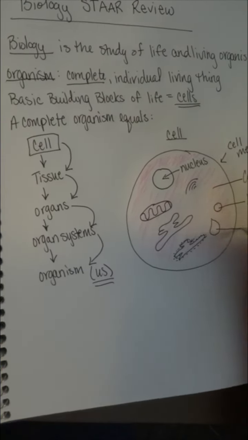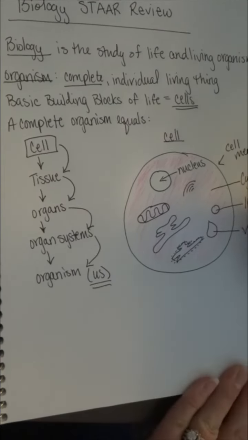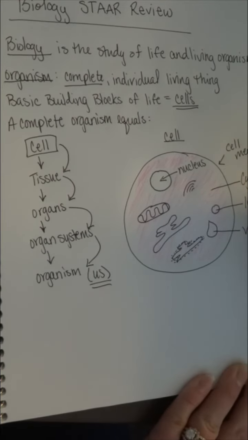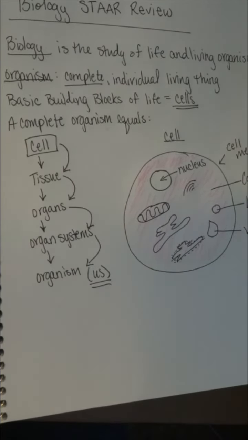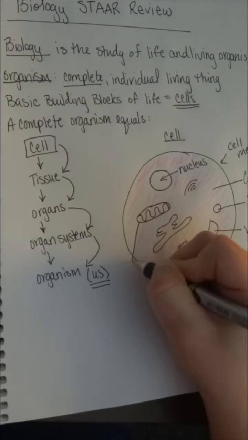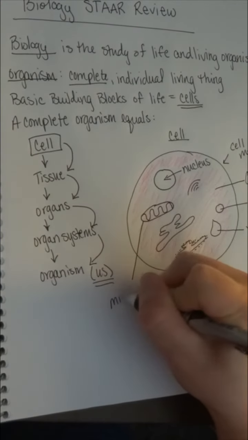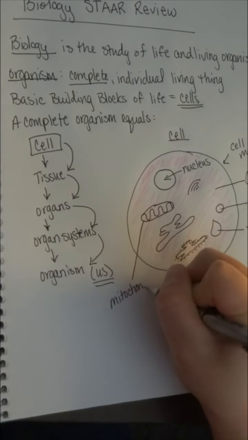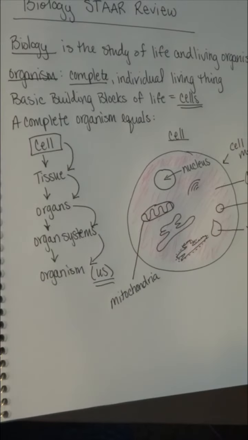We also have these storage units. These storage units are called vacuoles. These vacuoles contain anything from water to food and whatnot. We also have, over here, our mitochondria. Our mitochondria is considered the powerhouse of the cell. This is where our ATP is produced.